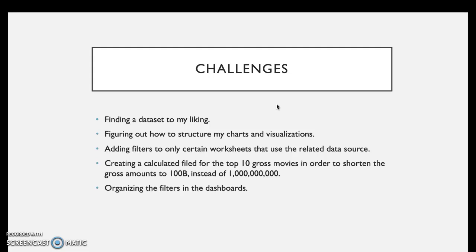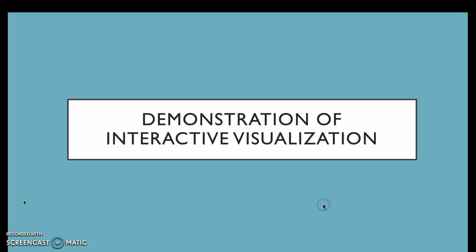Then creating a calculated field for the top 10 gross movies in order to shorten the gross amounts. Pretty much the format of the number, I wanted to change that. Instead of it showing 1 billion, I wanted to just show 100B or 1B. And organizing the filters in the dashboard, that was reflecting bullet point number 3.